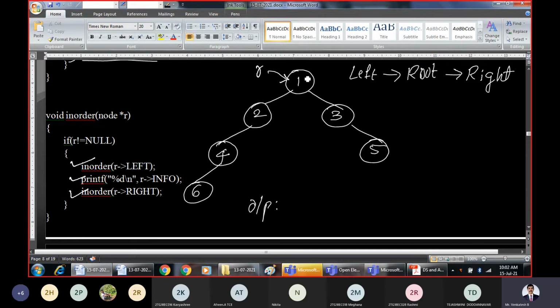Let us trace it and find the in-order traversal for this. What is the root here? Root is 1. So what does the in-order traversal say? First you have to go to the left subtree till you get the null value and you have to process it.